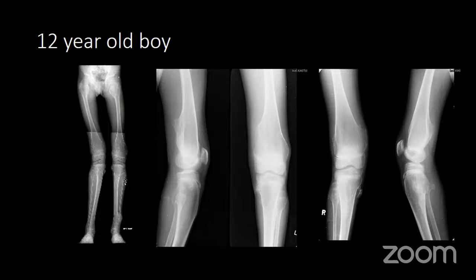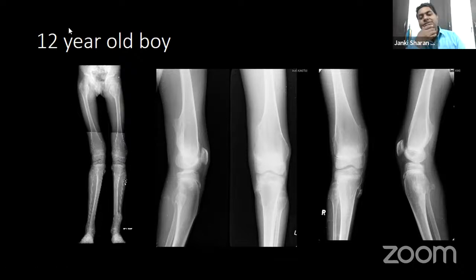The valgus deformity on the right side. We have one answer: windswept deformity. Yes, it's correct. The right side is a valgus deformity and the left side is a varus deformity.